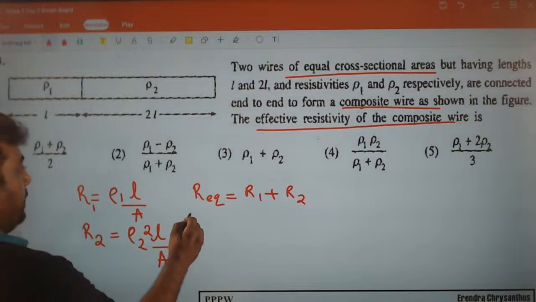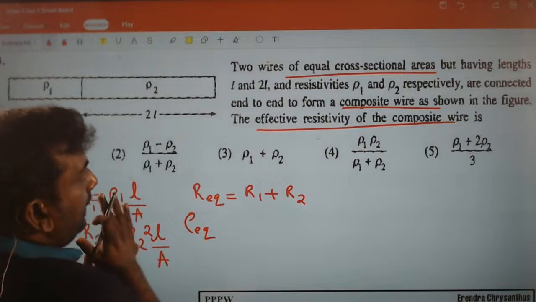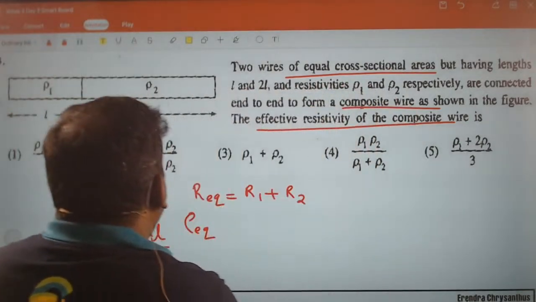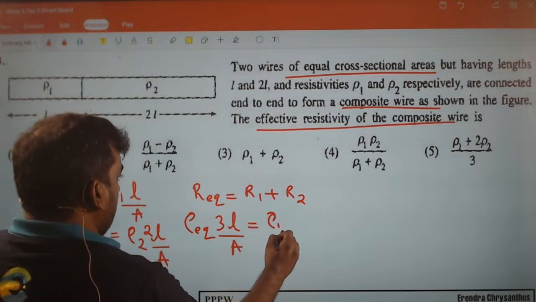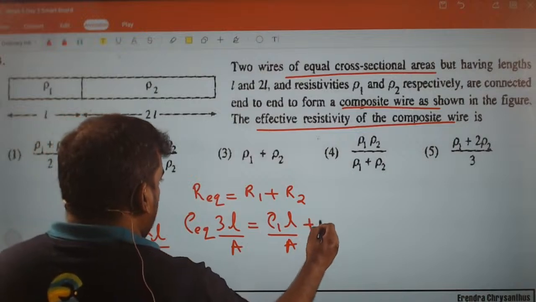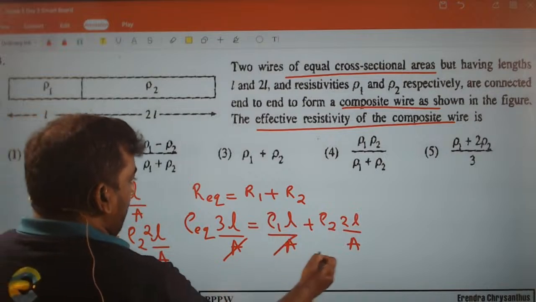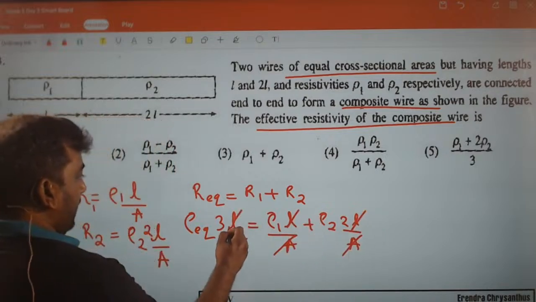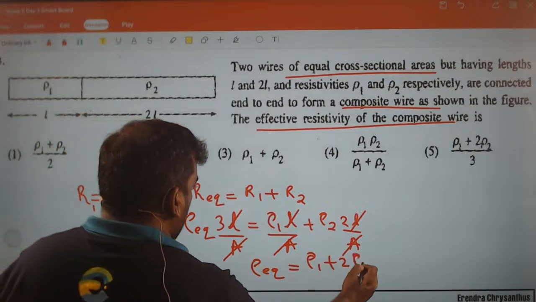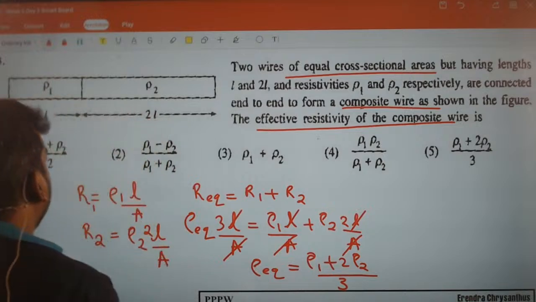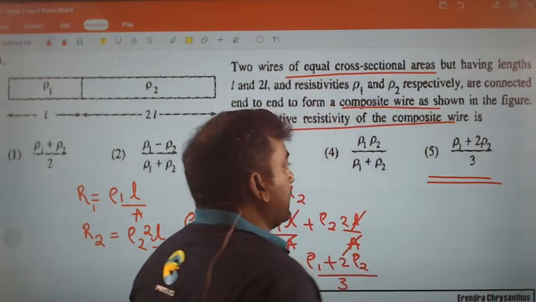Effective, we can say ρ equivalent. Well, length is going to be 3L, and area is A. So ρ1 L over A plus ρ2 2L over A. All the A's cancel off, all the L's cancel off. Equivalent is ρ1 plus 2ρ2 divided by 3.